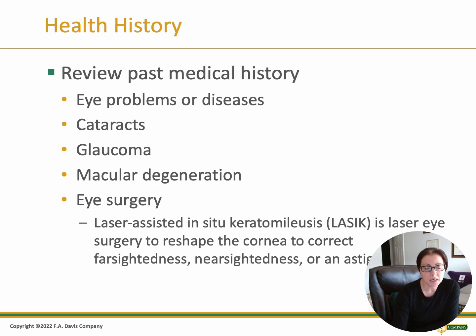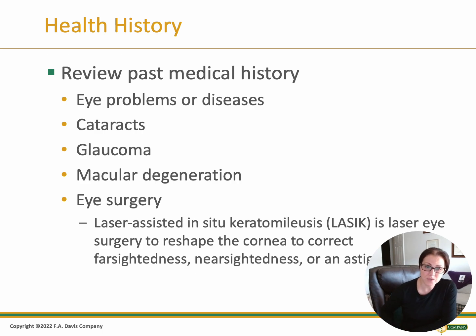When collecting a patient's health history, you want to ask about eye problems or eye diseases, more so personal eye diseases, eye problems, cataracts, glaucoma, macular degeneration, if they've ever had any eye surgeries or any surgeries that help to reshape the cornea that corrects vision, as well as astigmatism.